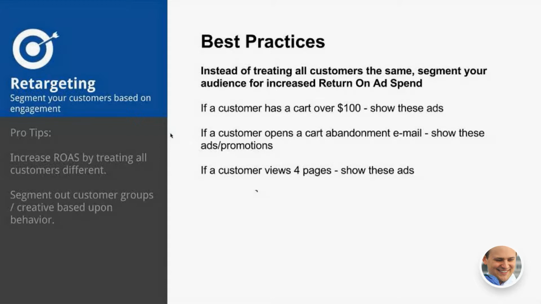What we usually suggest is segmenting your customers out and showing different ads or different promotions based off what they did when they were on the website. So here are a few examples that we have over here. For example, if a customer has a cart over $100, drop one cookie and show this group of ads. If a customer opened up that second cart abandonment email, drop a separate pixel inside of that and show a different set of promotions. You can also do things like, if a customer views 4 page views, show this ad instead of the customer who just came to the home page.